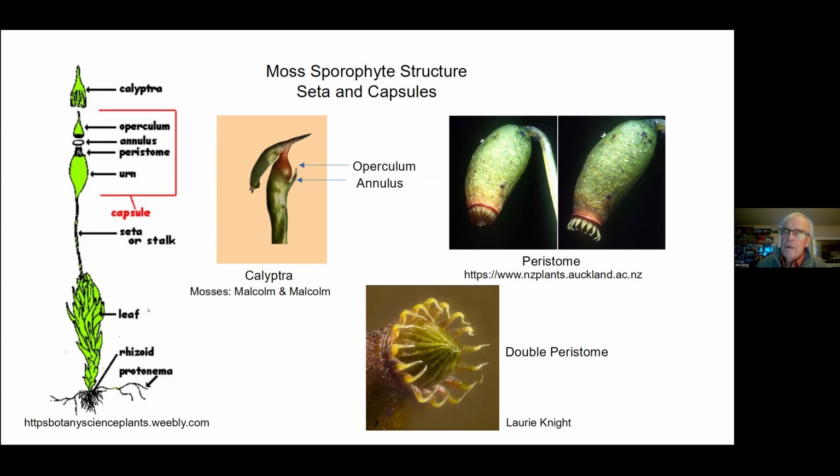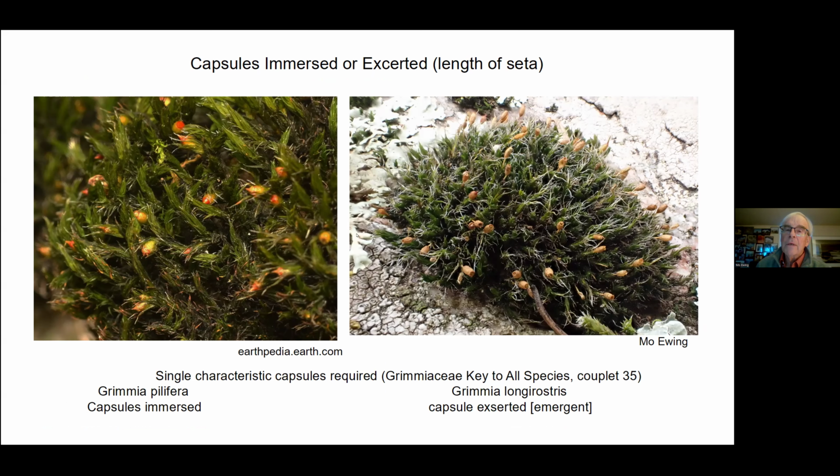And a lot of the seta couplets are simply a measurement. They'll say in species A, the seta is 1 to 2 millimeters long, and in species B, the seta is like 4 to 6 millimeters long. So the seta is used just in terms of its length.